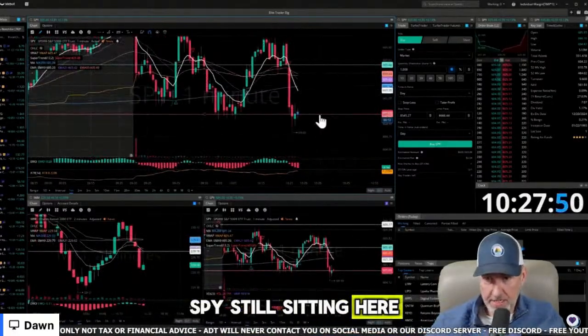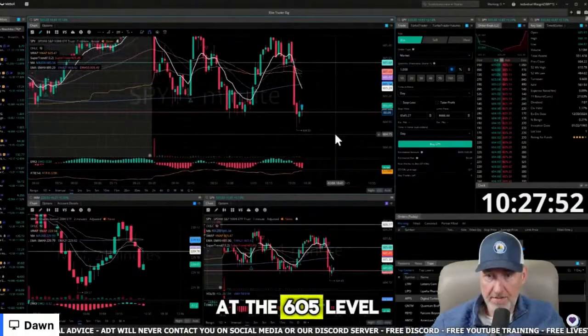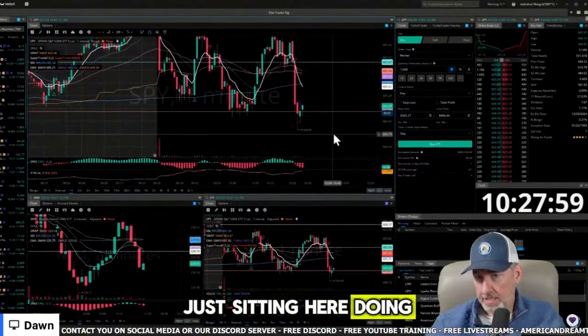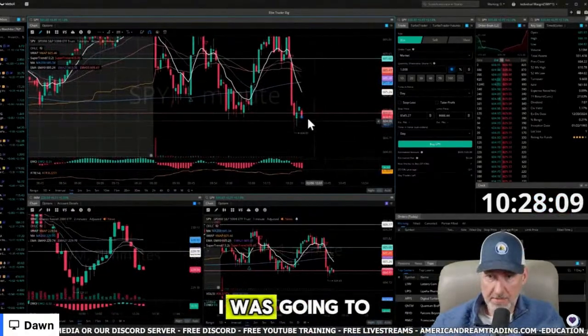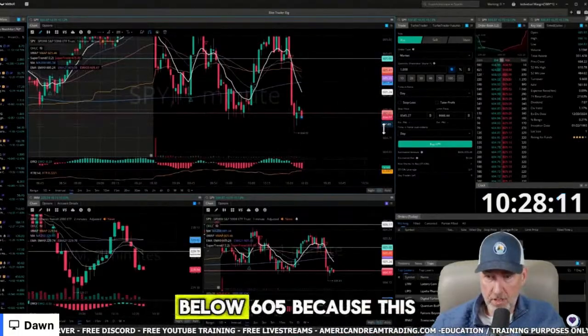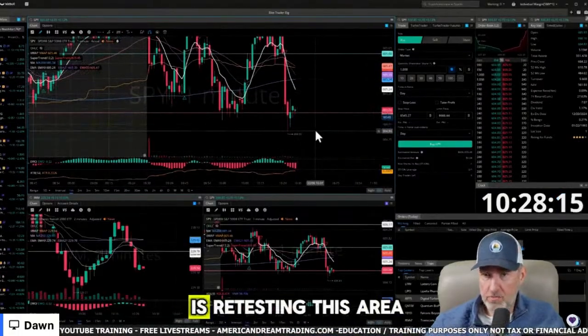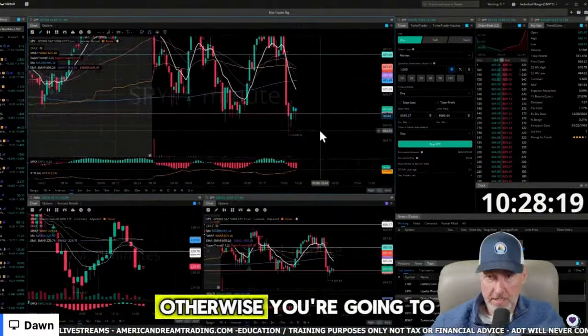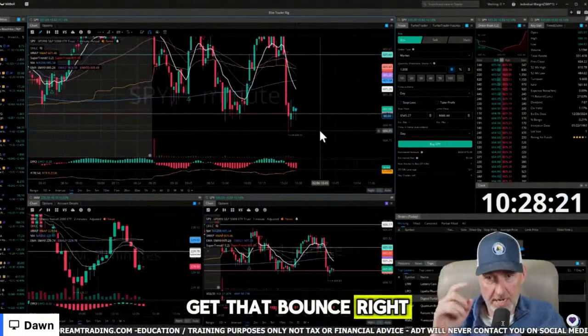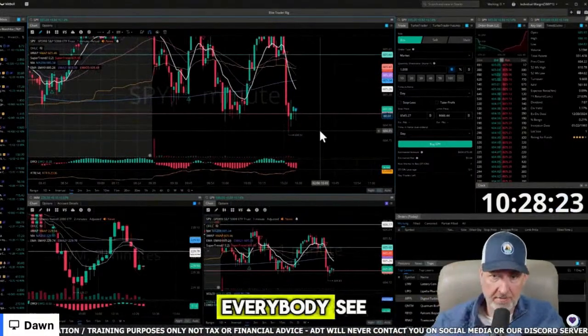SPY still sitting here at the 605 level, just doing the dance. So what you want to see on SPY, I was going to say, you want to see it pull back below 605 because this is retesting this area. Otherwise, you're going to get that bounce right back up to that 200 MA.